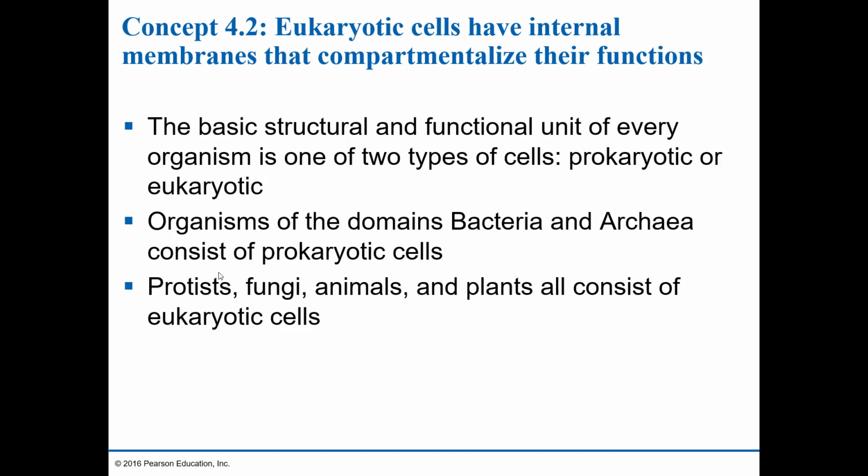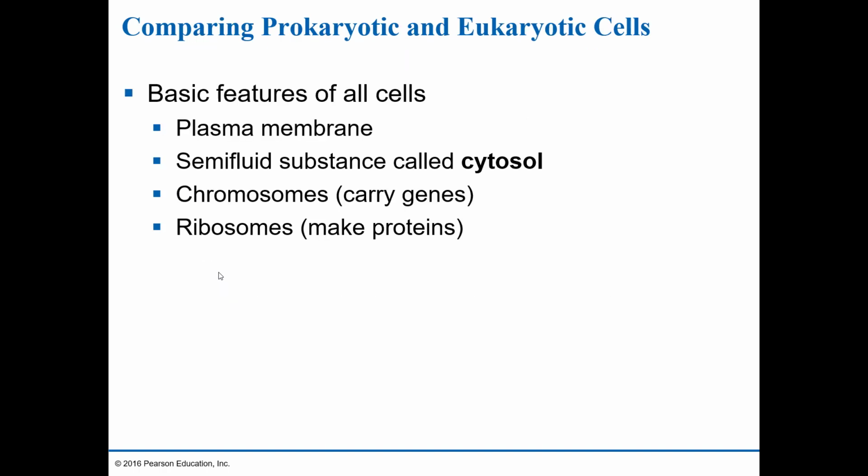The basic structure and function unit of every organism is one of two types of cells. You're either a prokaryotic cell or you're a eukaryotic cell. If you remember from chapter 1, we talked about prokaryotic cells as being bacteria, very simple, very primitive type animals. And eukaryotic cells are more complex. Prokaryotic cells are the domains bacteria and archaea, and eukaryotic cells are by and large more advanced: protists, fungus, animals, and plants.